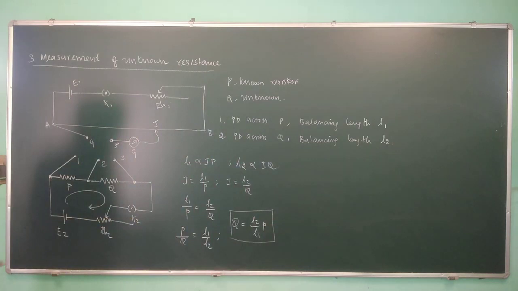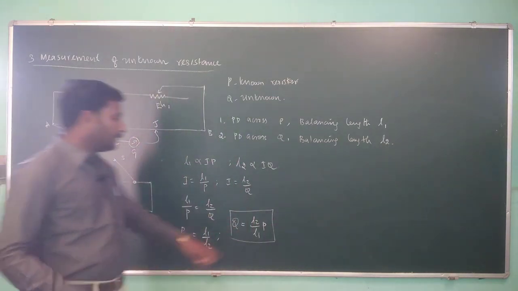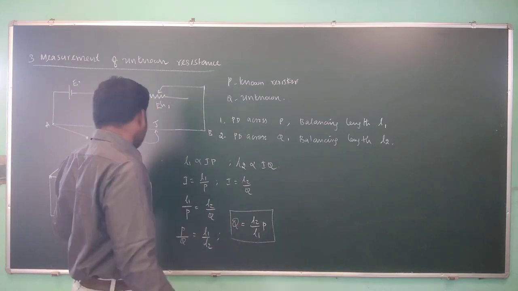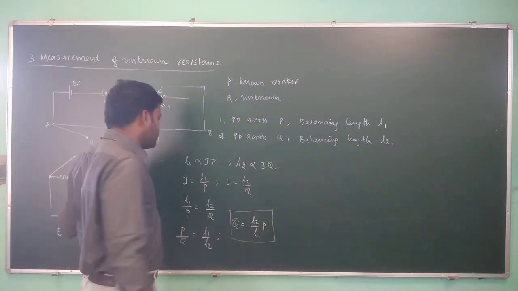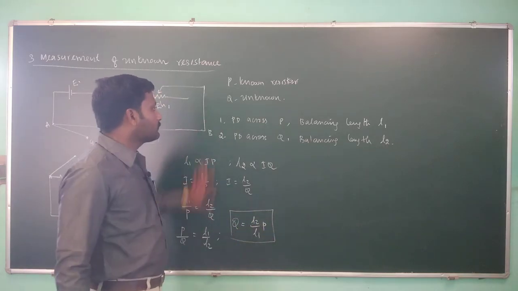In this case, we know the balancing length L1 for the known resistance P, and the balancing length L2 for the unknown resistance, and the value of P is known. Only Q is unknown. So using this way we can calculate it.